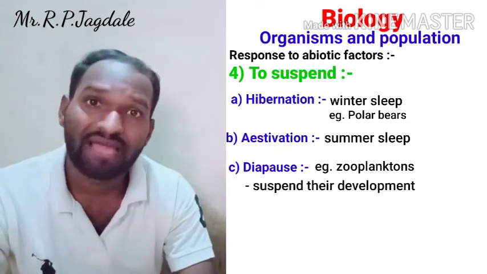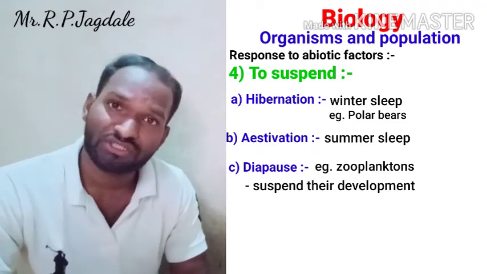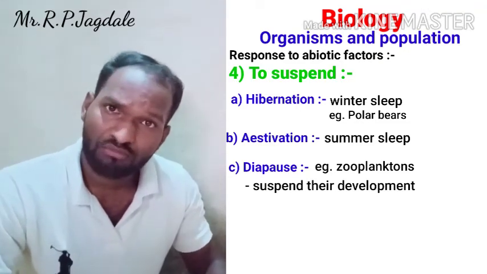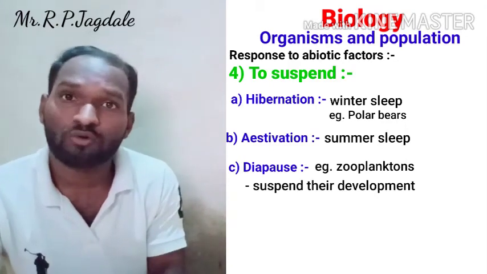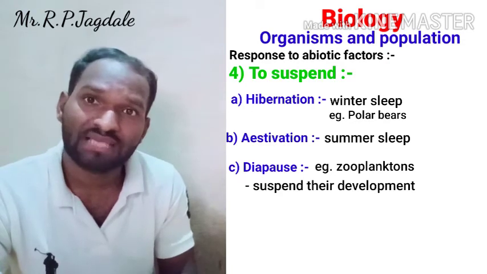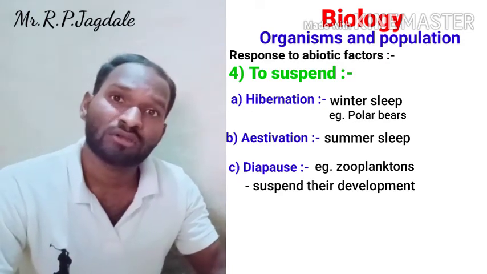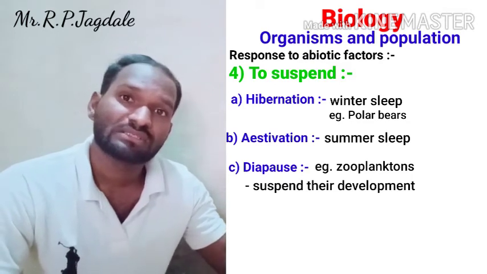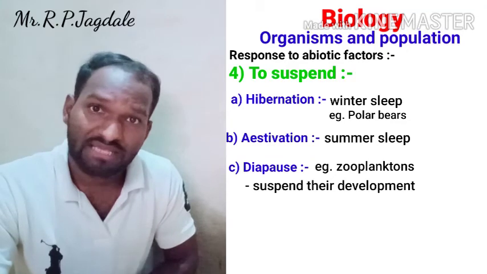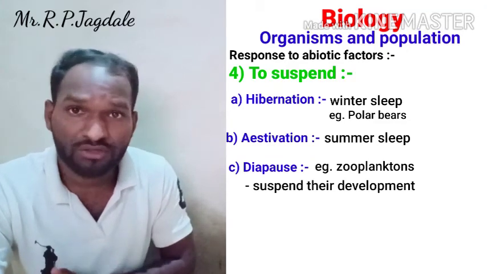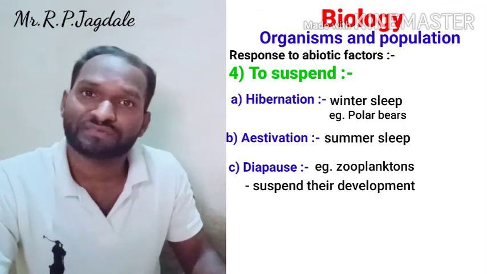But it does not happen in the case of hibernation and estivation. The development is there, but the metabolism rate is slow. When they go into hibernation or estivation, the life stage is different when they come out. But in the case of diapause, the same stage is there when they go into diapause and when they come out from it. So that is the difference.